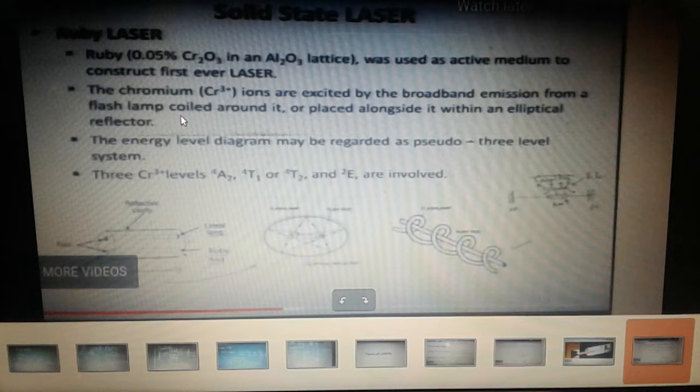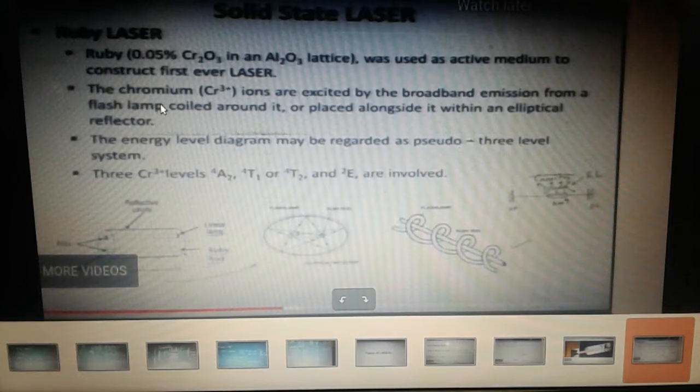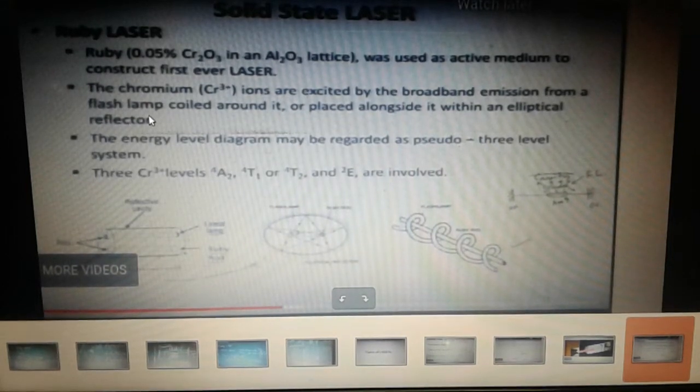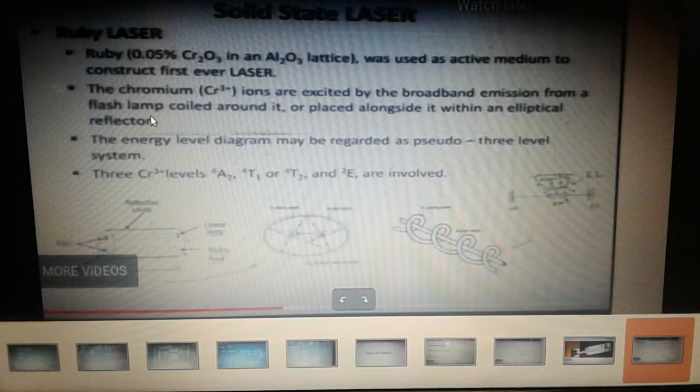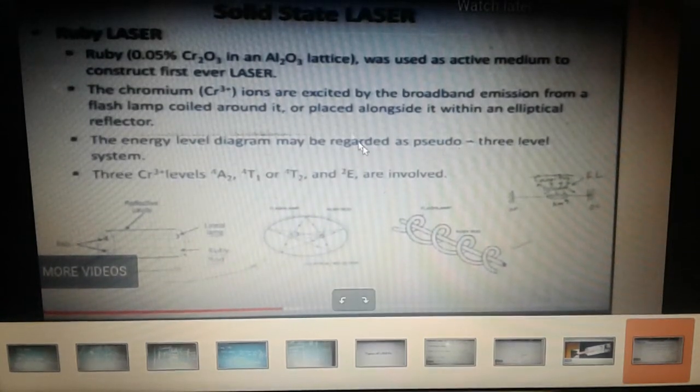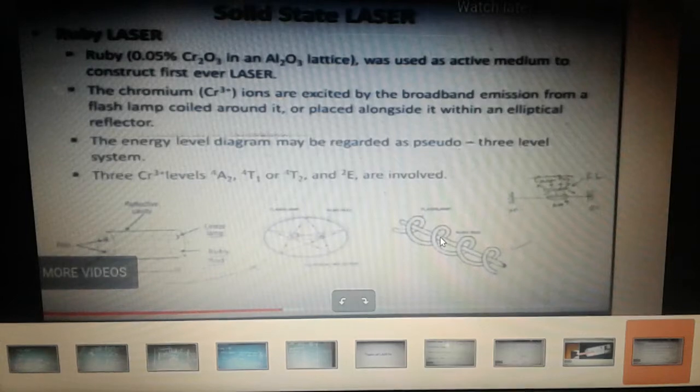Now the second component, the pumping source, here is a flash lamp. Flash lamp means we take a light source. This light source excites the chromium ions present in the ruby to the excited state, and we obtain the laser light.